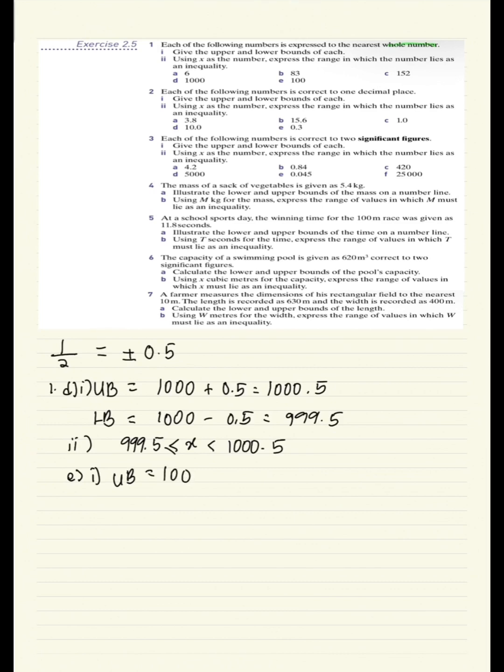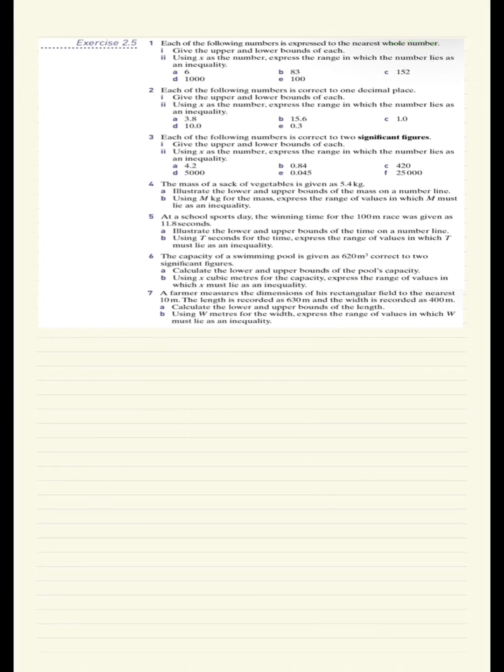Let's look at question E. 100. So I'm going to plus 0.5 to find the upper bound, which would give me 100.5. To find the lower bound, I'm going to minus 0.5, which would give me 99.5. Now to express it as a range, x is more than or equivalent to 99.5 and it is less than 100.5.